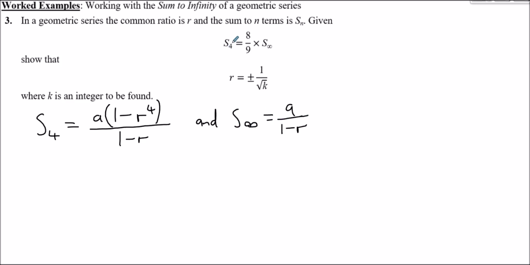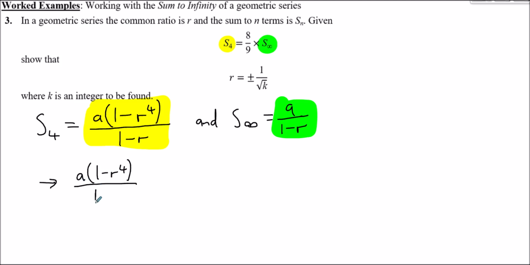So S4 is 8/9 of a to the 1 minus r. So what we can do here is say that this S4 thing is going to be 8/9 of the sum to infinity, which is this thing here. If we do this, we'll notice some things will cancel off. So a times 1 minus r to the 4 over 1 minus r will equal 8/9 of the sum to infinity.